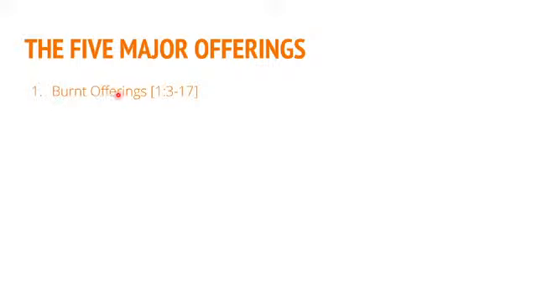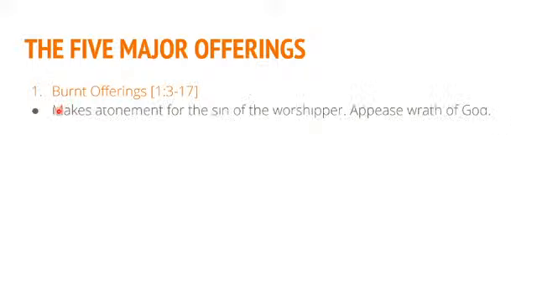So the first one is a burnt offering. The intention or the purpose of it was to make atonement for the sin of the worshipper, or more specifically to appease the wrath of God. And this is a very important concept to understand, that sin incurs a punishment or a judgment, which is one of the things that people don't like to think about. But the fact is, when you commit a sin, there's a judgment or punishment that must be handed down for that sin that you have committed, because God is angry with the fact that you have committed that sin against him.